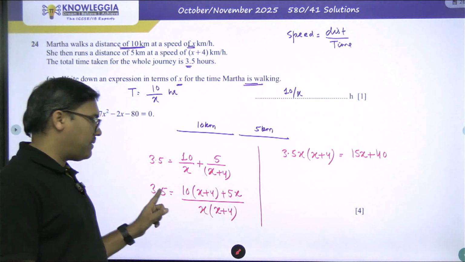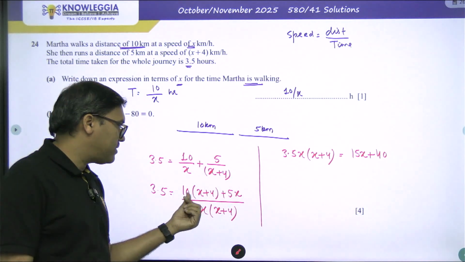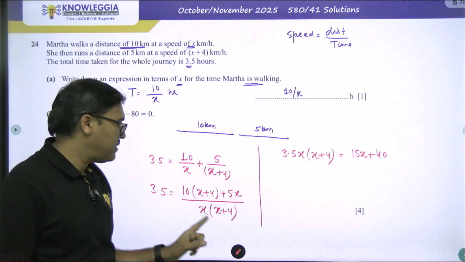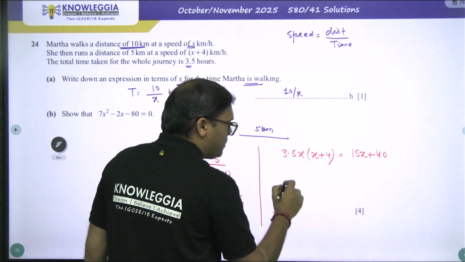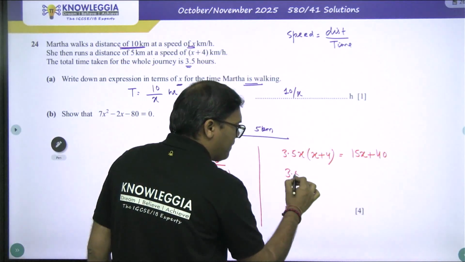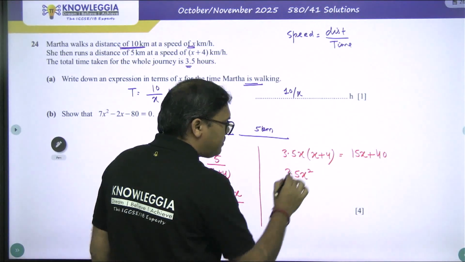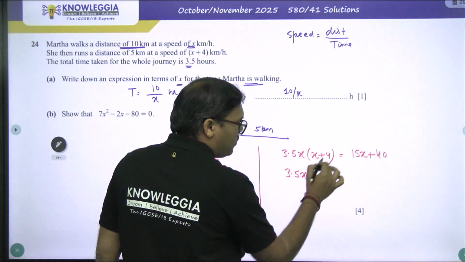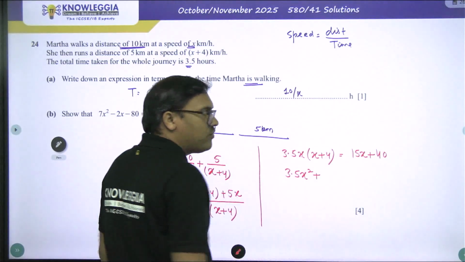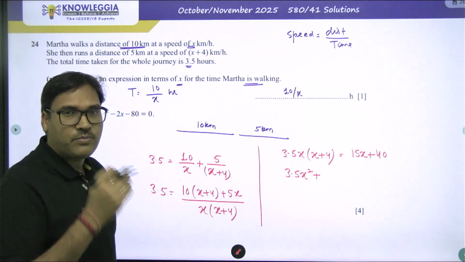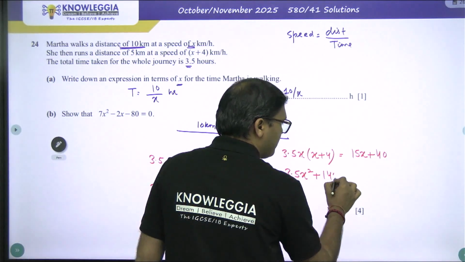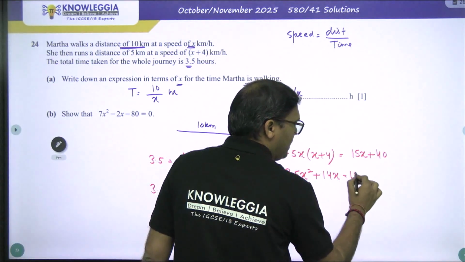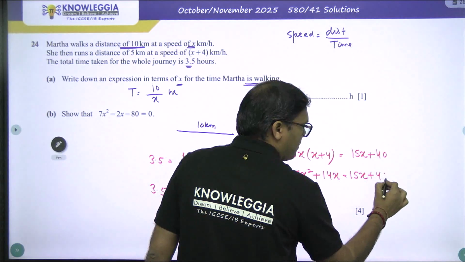What I have done is I have multiplied it here, simplified this bracket. This is 10x plus 5x is 15x and plus 40. You can just check this. 3.5x into x, that is 3.5 x square. 3.5x into 4, that is 3.5 into 4, which is 3.5 double is 7, 7 into 2 is 14. This is 14x is equal to 15x plus 40.